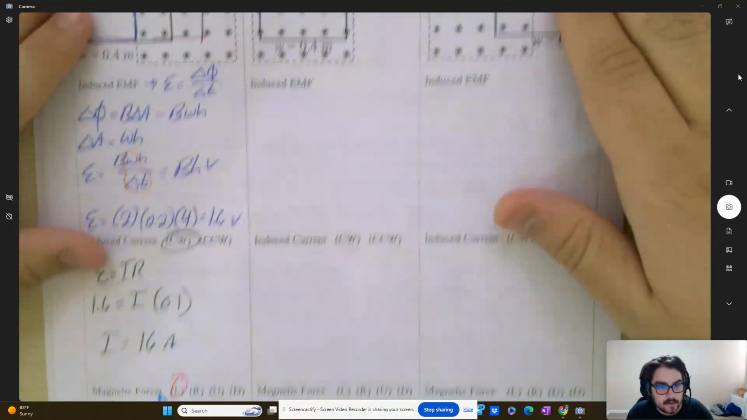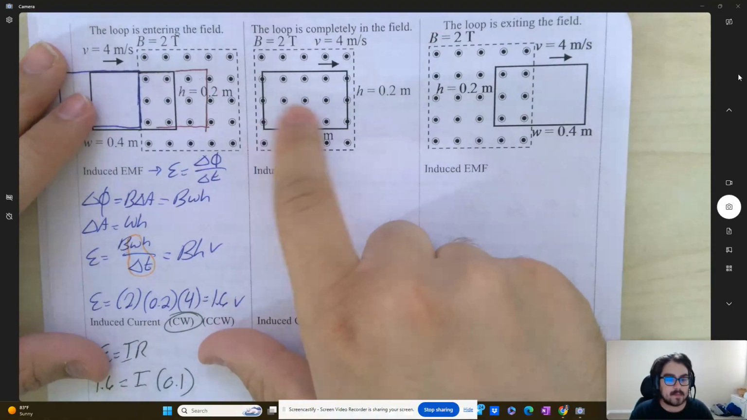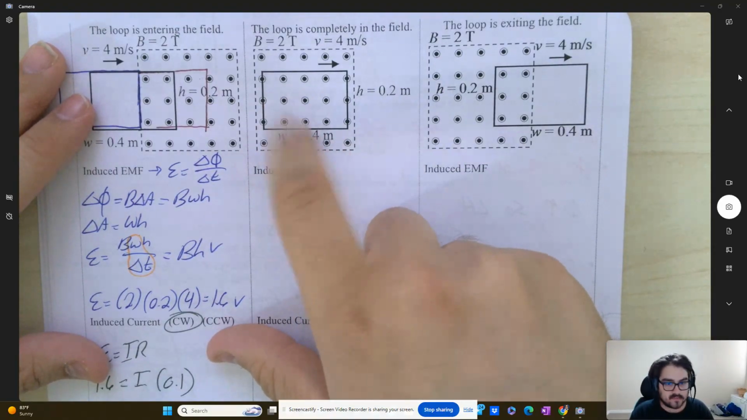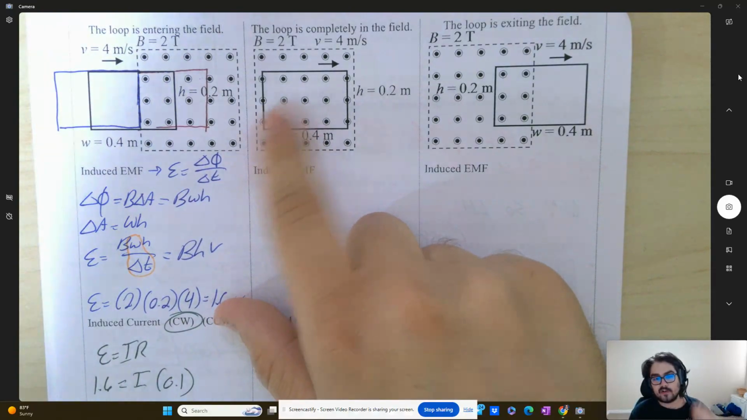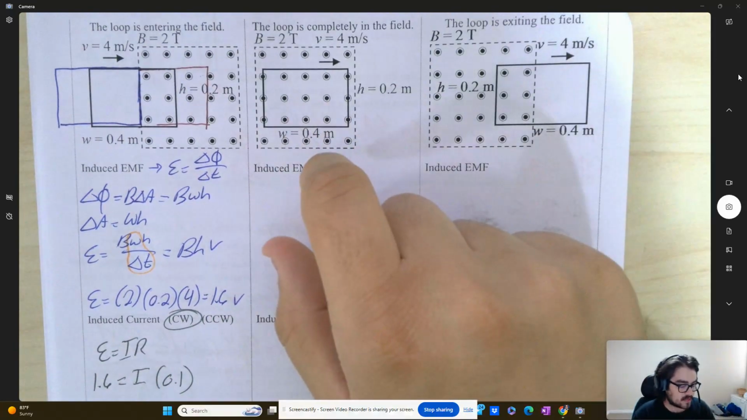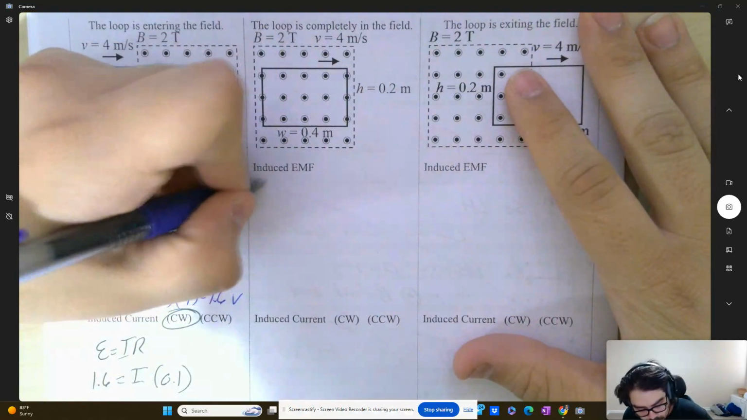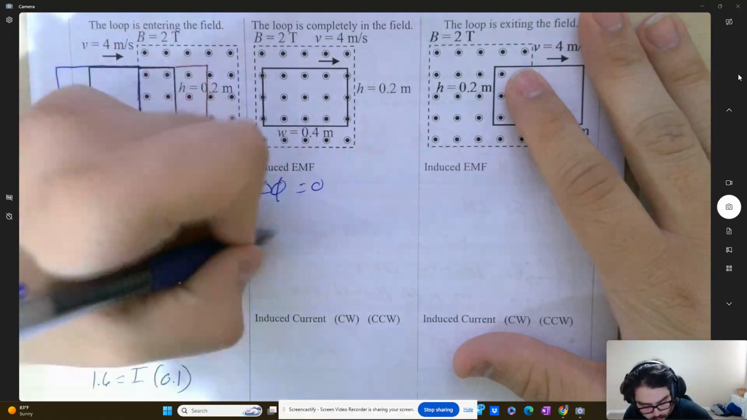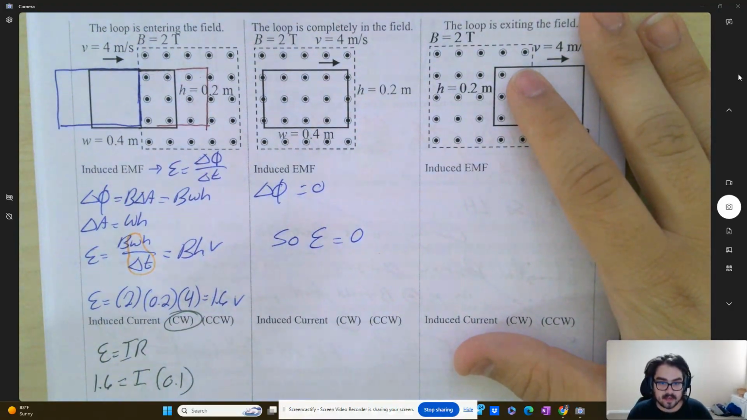Now here's where it gets fun. In the middle part, where the loop is completely in the field, guess what? It doesn't matter where it moves in the field. Up, down, left, right. It's moving to the right now. It doesn't matter. As long as it's completely in the field from its starting to ending position, there is no change in flux, because neither the area nor the B field are changing. So delta flux is equal to 0, so EMF should also be equal to 0.